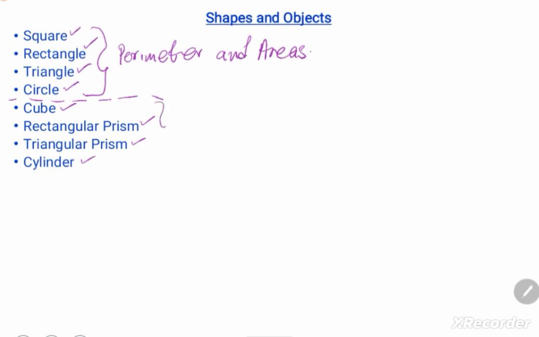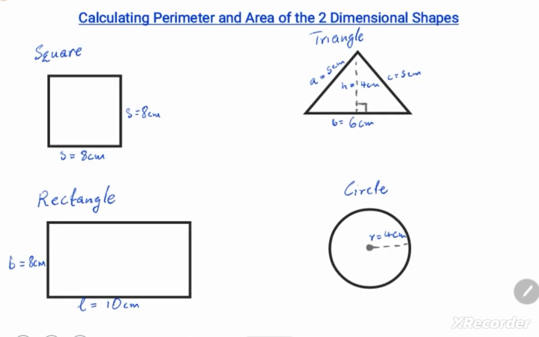So these ones here, that's where we're going to look at volume and surface area. So volume is when we look at the amount of space inside of a container, whilst the surface area is when we look at the amount of space used to make this object. All right. Now, first things first, calculating perimeter and area of the two-dimensional shapes.